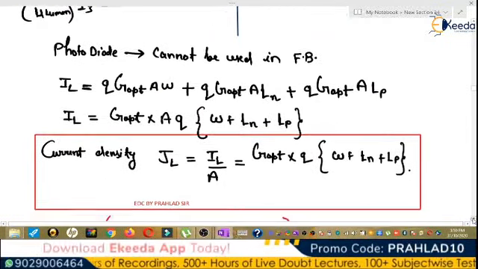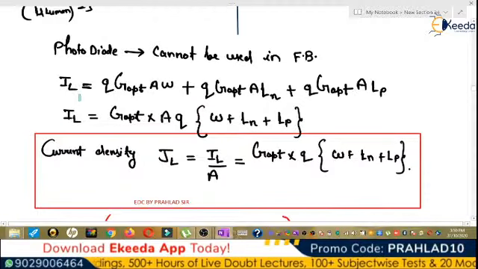So a photodiode cannot be used in forward bias, because in forward bias the majority charge carriers do not increase significantly with the light.